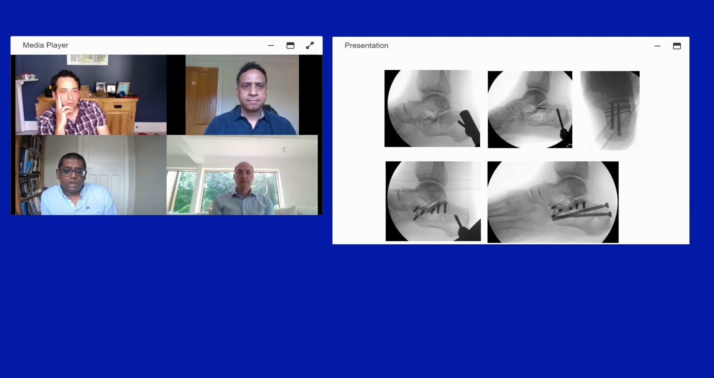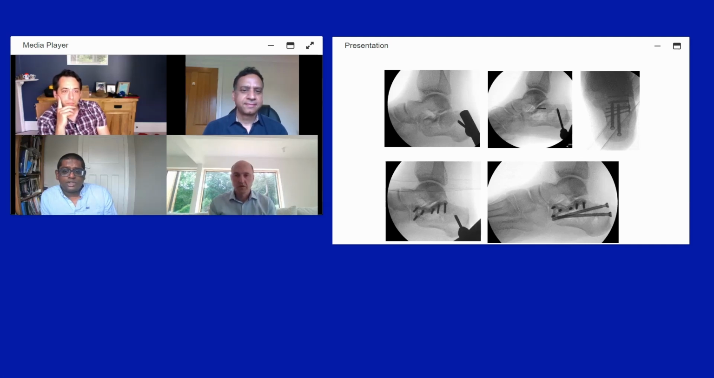You can see the screws will be raft screws going across the posterior facet, and then added a couple of screws to connect the tuberosity to the anterior process. And overall, I think we've done a pretty good job of restoring the joint there. You've always got to be hypercritical of everything that you do.